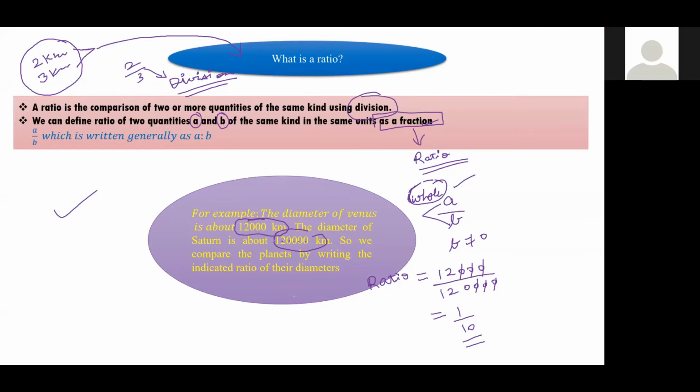Is it clear to you? So what is ratio? Ratio is the comparison of two or more quantities of the same kind.